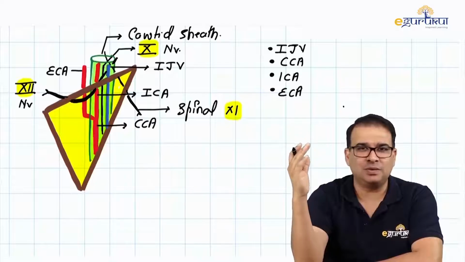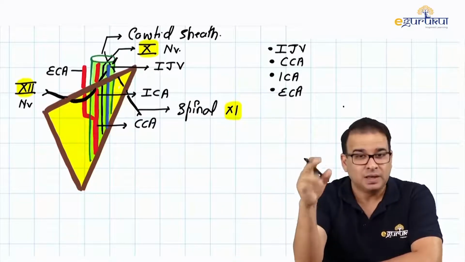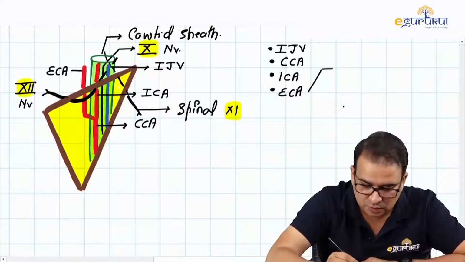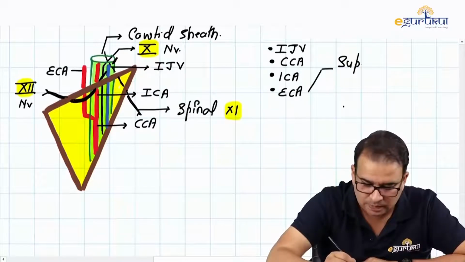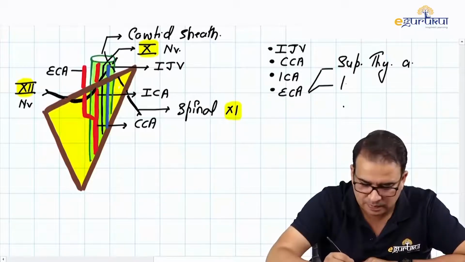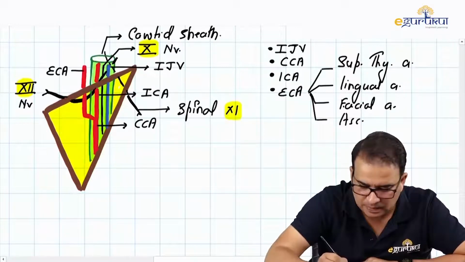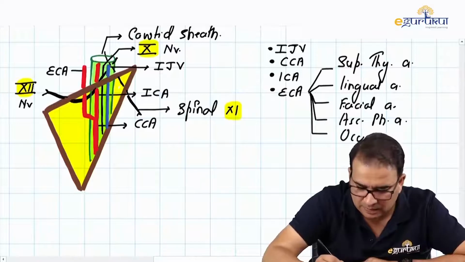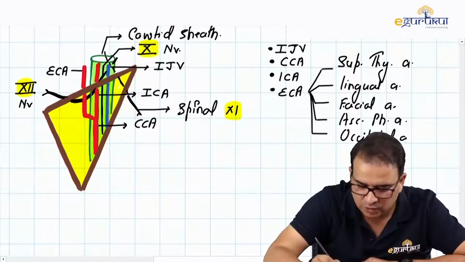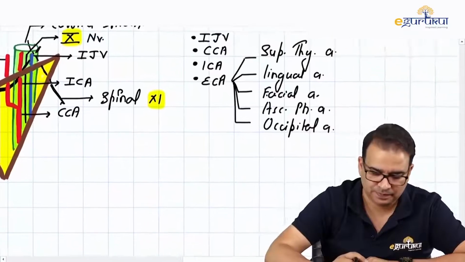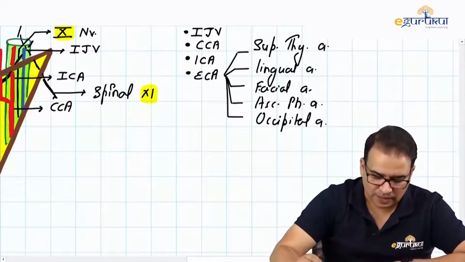So what are the branches of the ECA? What are the branches of the external carotid artery given off in this triangle? 5 branches, which go like: superior thyroid artery, lingual artery, facial artery, ascending pharyngeal artery, and of course the occipital artery, which then goes into the posterior triangle. Right? Justified till now? Okay.